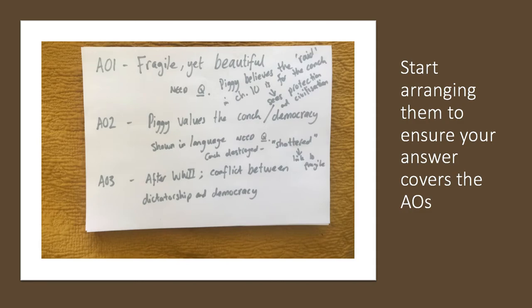I would then start arranging each of those 3 ideas into the assessment objectives. This is how it works for me. You may have a different method that works just as well, but I think it's very important for me to ensure that every answer covers what the exam board is looking for. So I've gone for the fragile yet beautiful, talking about Piggy, everything here that I then don't have a quotation immediately for. I've put need Q, which means I need a quotation.